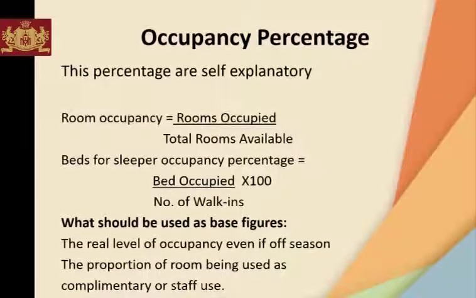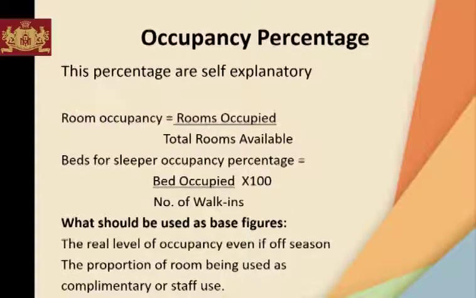The occupancy percentage. This percentage is self-explanatory. Room occupancy is equal to rooms occupied divided by total rooms available. For beds, the sleeper occupancy percentage is equal to beds occupied divided by the number of beds available, multiplied by 100.